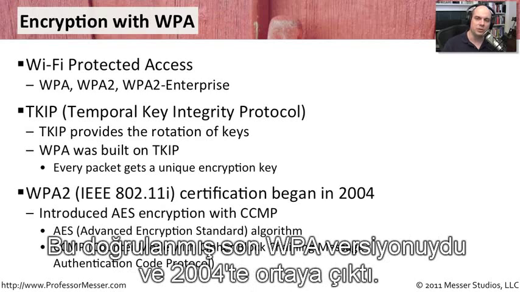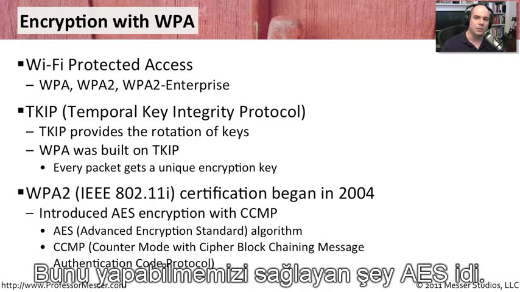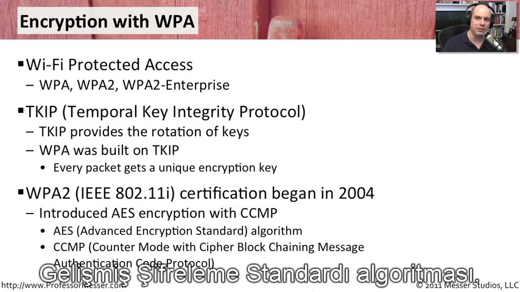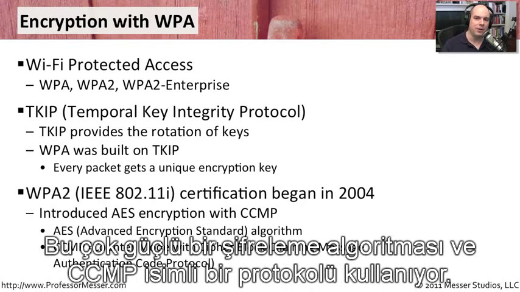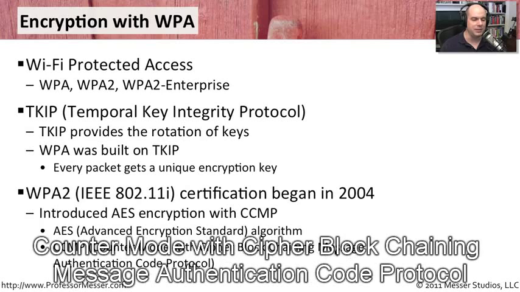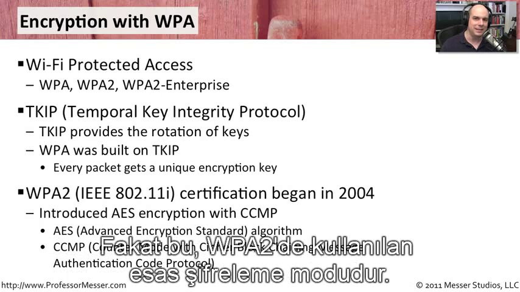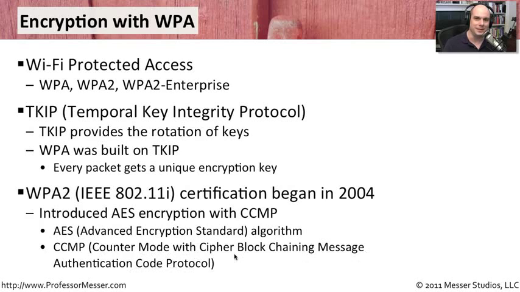And this was the final certified version of WPA, which came out in 2004. What it did was allow AES level encryption. That's the Advanced Encryption Standard algorithm, which is a very powerful encryption method. And it used a protocol called CCMP, the Counter Mode with Cipher Block Chaining Message Authentication Code Protocol. Boy, that's a mouthful. But that is the fundamental protocol that's used to encrypt data inside a WPA2 wireless network.